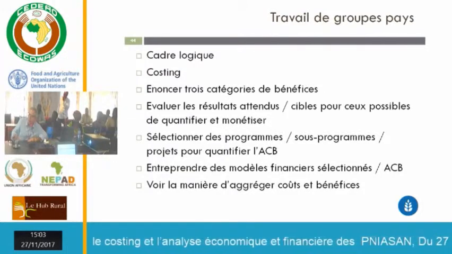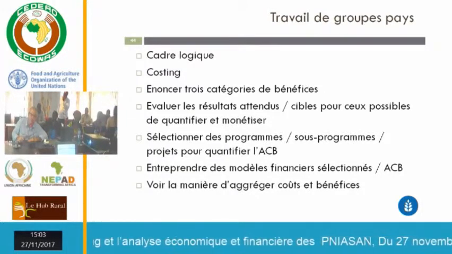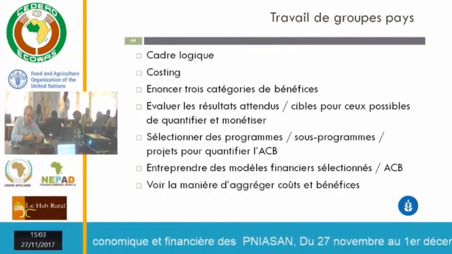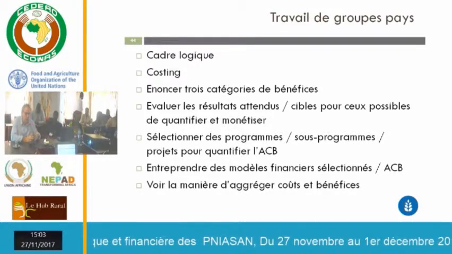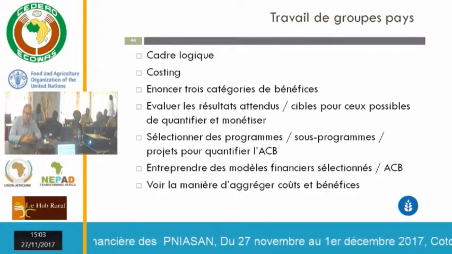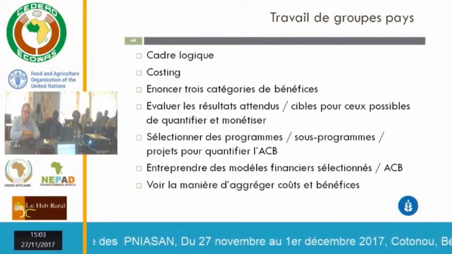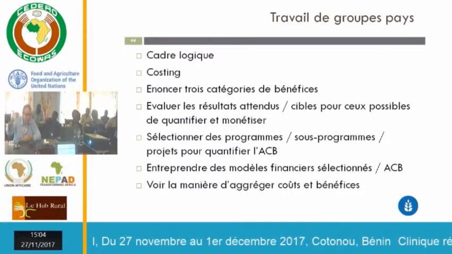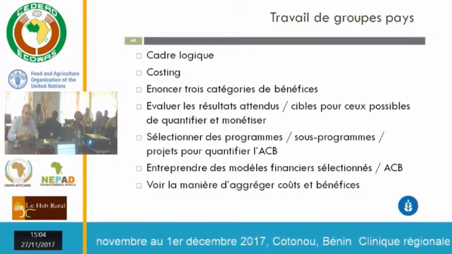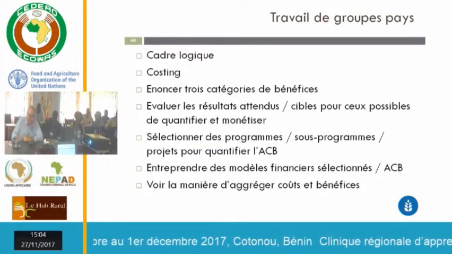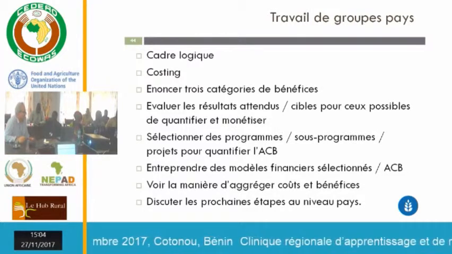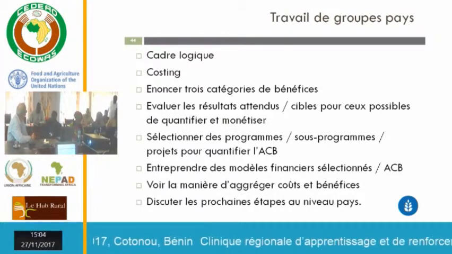The last step will be to aggregate these costs and benefits. So we will aggregate activity for which we conducted a cost-benefit analysis. I think that we should consider all the costs in the NIPE, in the cost and benefit analysis. We will quantify only part of the benefits, but all the costs need to be included in the final analysis. So I'm done.